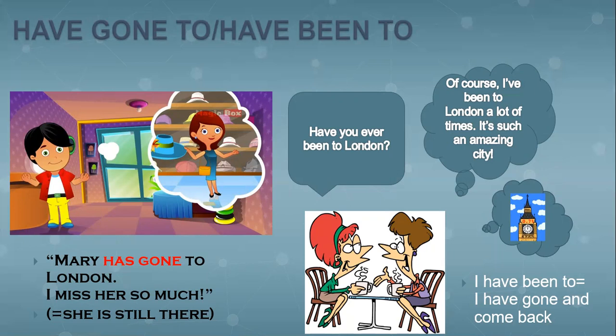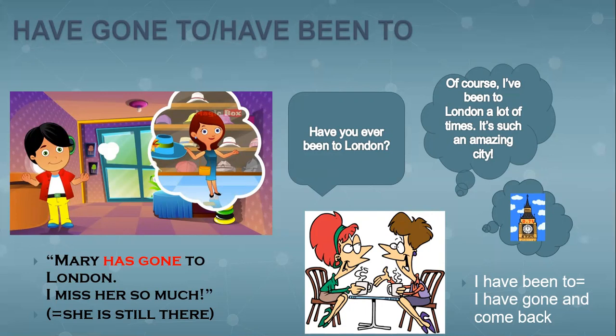What about has been? Like, have you been to London before? Yes, I have been to London a couple of times and it's amazing. That means I have gone there and already came back, so I can tell you my experience about it. My mom has gone to the supermarket. Is she back? No, she has gone. That means she isn't back yet.